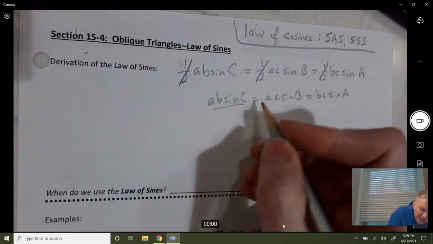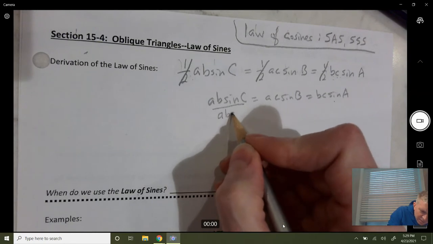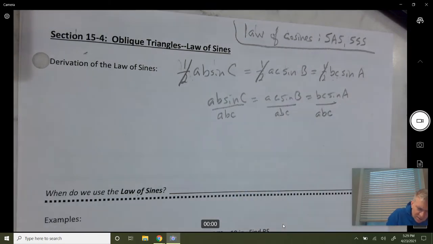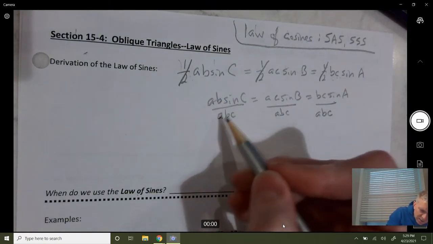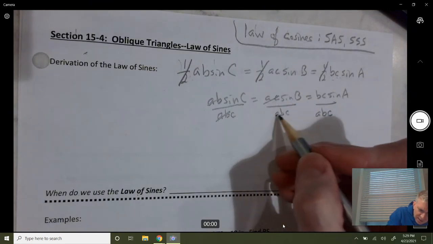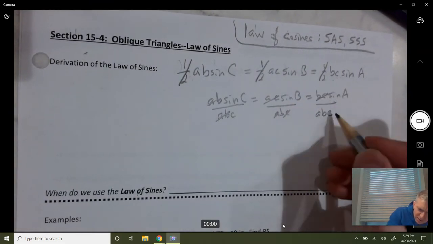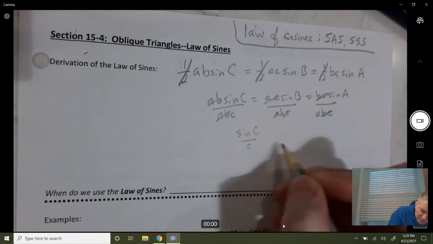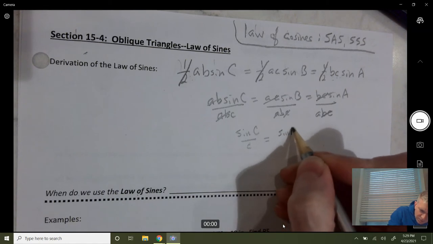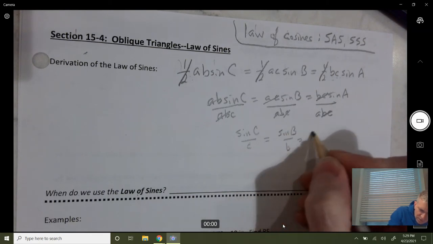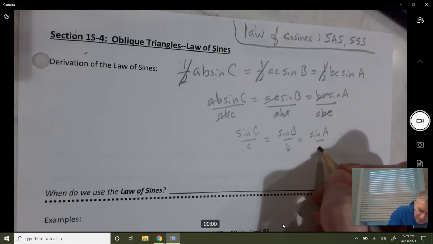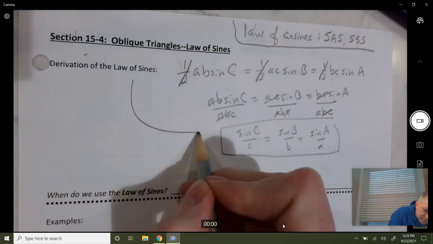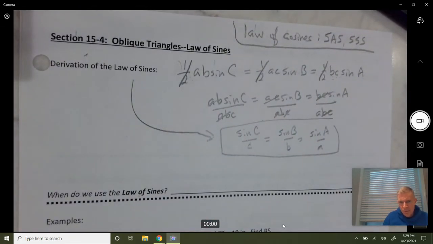We're going to divide everything by A times B times C. Notice what happens. Here the A times B cancels. Here the A times C cancels with A and C. B times C cancels with this. And what you're left with is sine of angle C over side little c equals sine of angle B over side little b equals sine of angle A over side little a. And that, my friends, is the law of sines. That's all there is to it. We just derived it. It was quick.